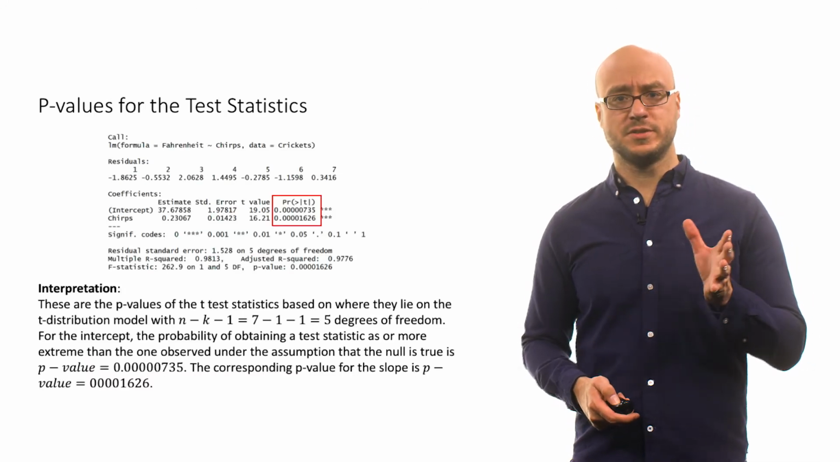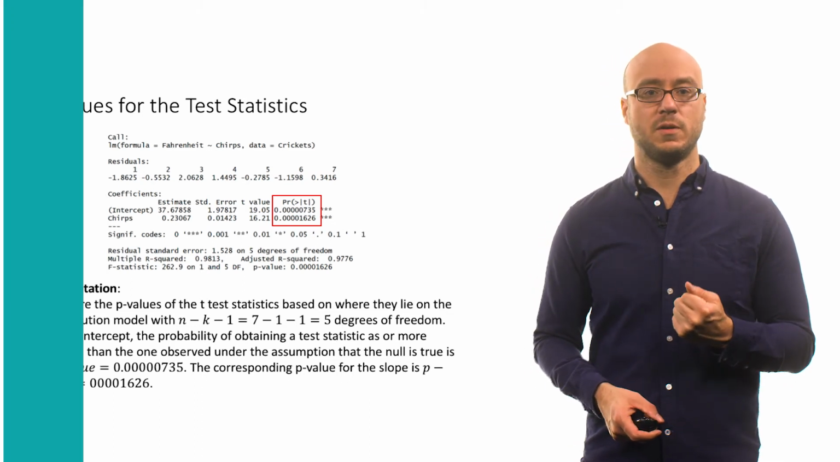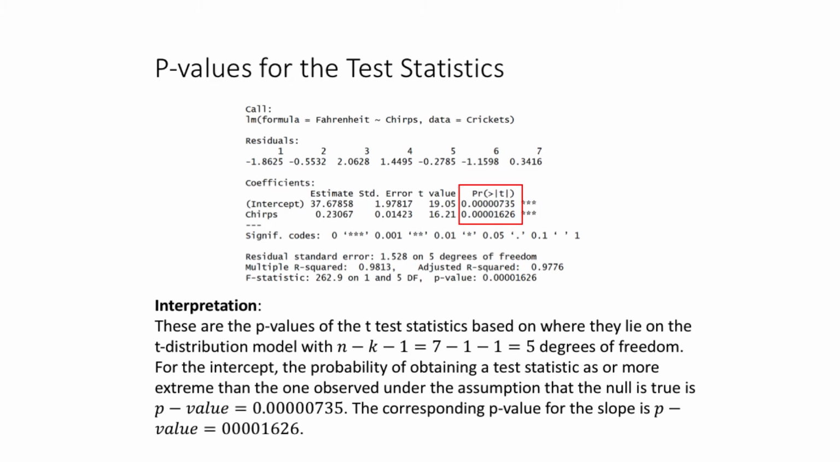For each of these t-ratios, or test statistics, we are also given p-values. These are probability values just like before. These are the p-values based on where these t-ratios lie on the t-distribution with 5 degrees of freedom. For the intercept, the probability of obtaining a test statistic as or more extreme than the one we obtained, under the assumption that the coefficient is 0 in the population, is almost 0. The p-value is very low. It's below our alpha level of 0.05. For the slope, the p-value is also very low. It's almost 0, and of course it is below our alpha level of 0.05.